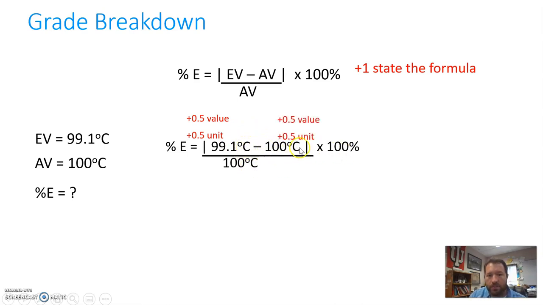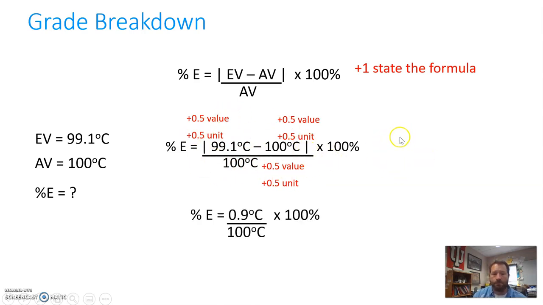Come over here to our accepted value. I've plugged in my AV, 100 degrees Celsius. Once again, it's 0.5 for the value. Yes, I've got the right value. I read the word problem correctly, 100, and plus 0.5 for the unit, degrees Celsius. Down to the bottom, once again, there's my accepted value. I need 0.5 for the value and 0.5 for the unit. So stating all of the problem correctly is worth 3 points of the final problem.